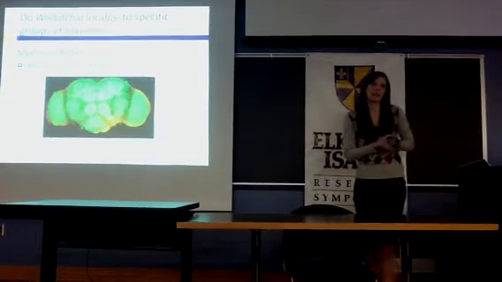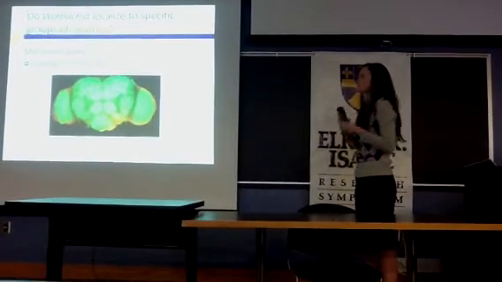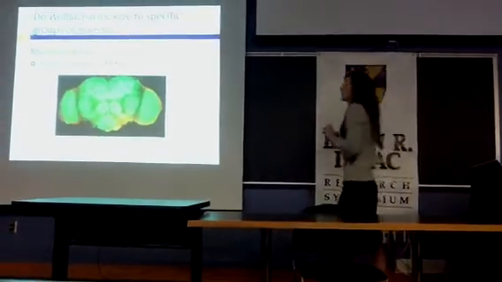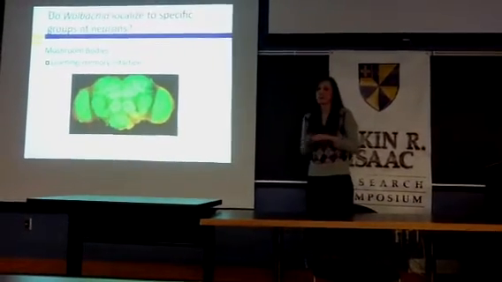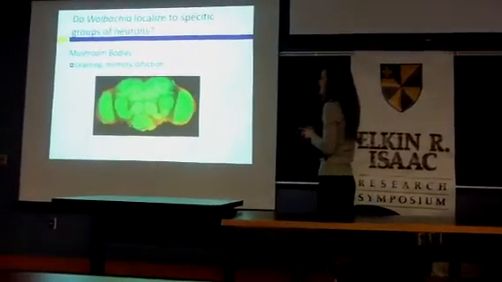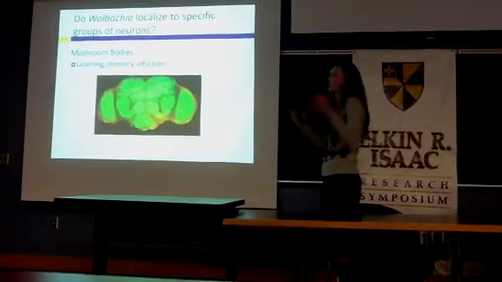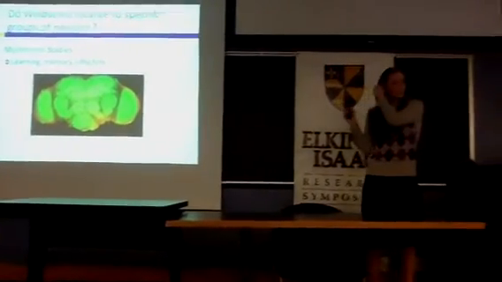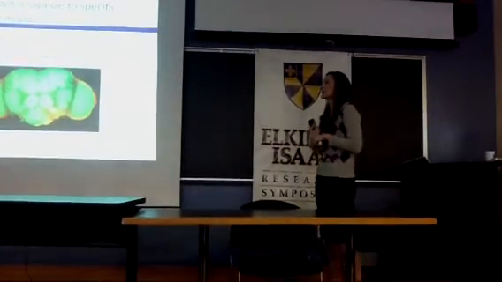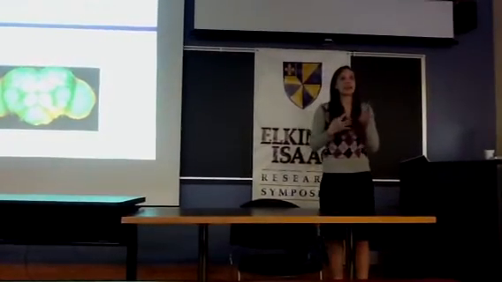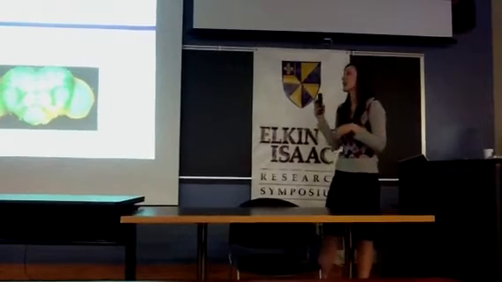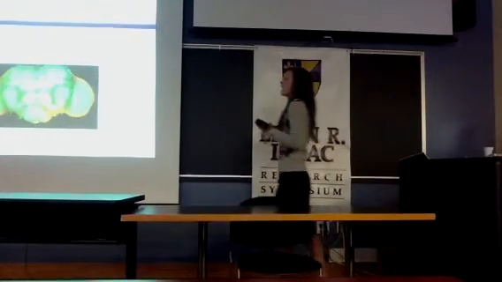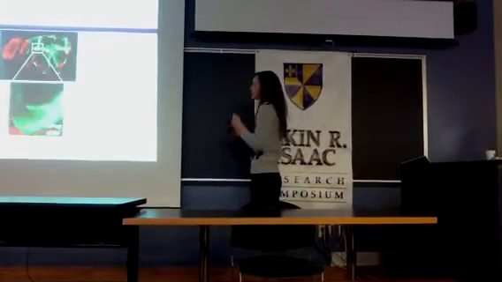So we also wanted to analyze, do Wolbachia localize to specific groups of neurons? And the first region that we looked at were mushroom bodies. And these mushroom body neurons are this structure right here. It kind of looks like a goalpost. And the reason we chose this region is because mushroom body neurons are involved with learning and memory within the host, as well as olfactory senses. So this is a really important region to look at.